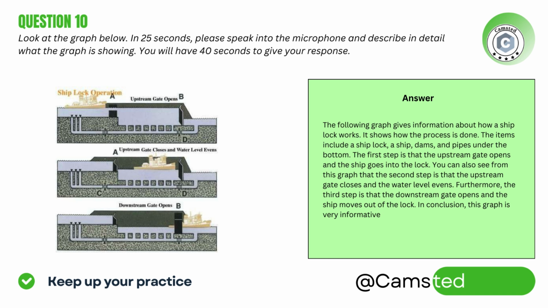You can also see from this graph that the second step is that the upstream gate closes and the water level evens. Furthermore, the third step is that the downstream gate opens and the ship moves out of the lock. In conclusion, this graph is very informative.